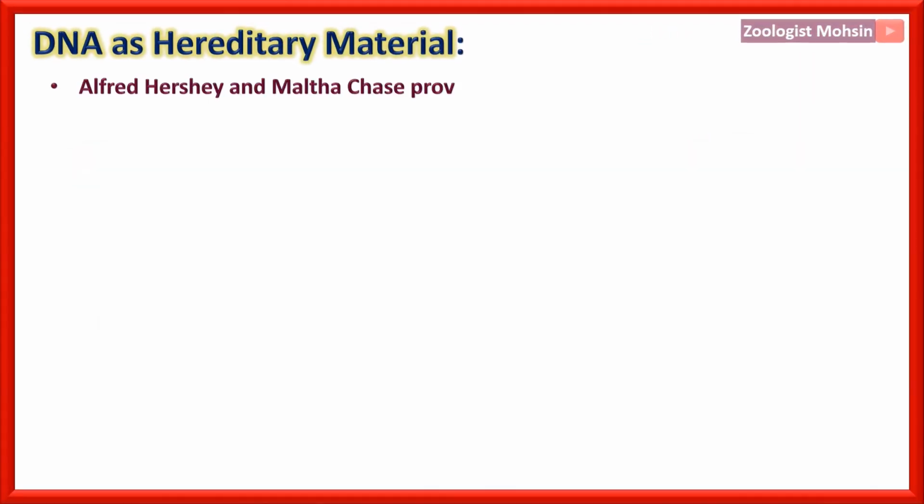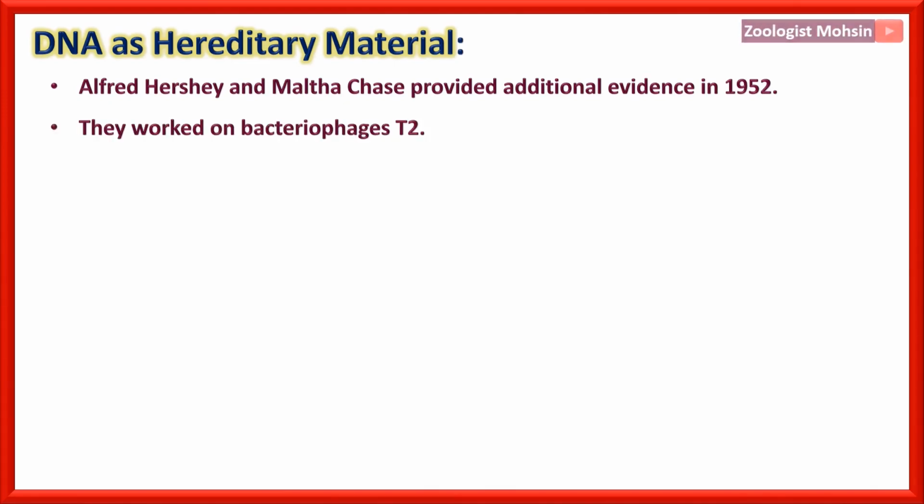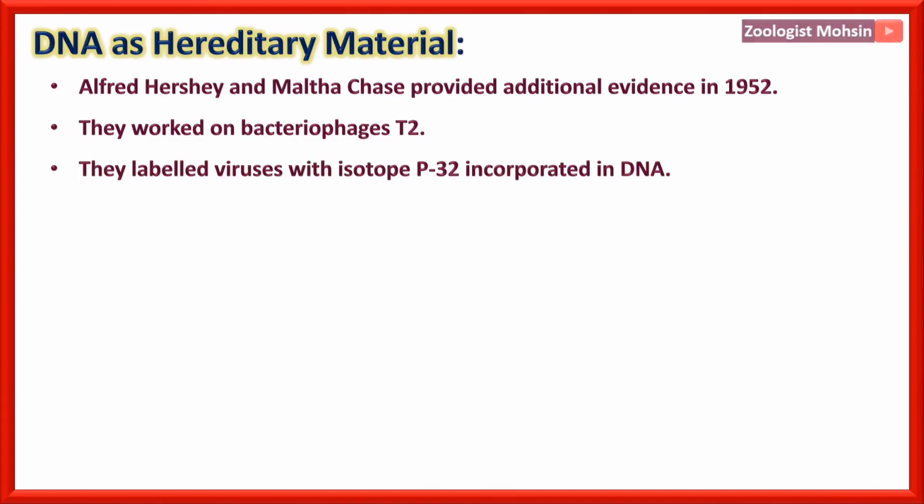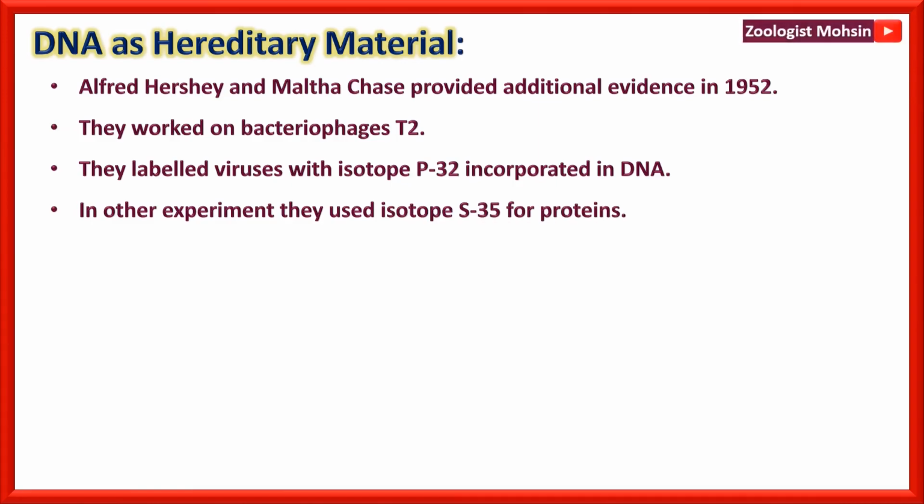Alfred Hershey and Martha Chase provided additional evidence in 1952. They worked on bacteriophage T2. They labeled viruses with the isotope P32, phosphorus 32, which was incorporated in the DNA. In another experiment, they used the isotope S35 for proteins. Sulfur is present in the proteins and phosphorus is present in the DNA. That's why they used two different kinds of isotopes.